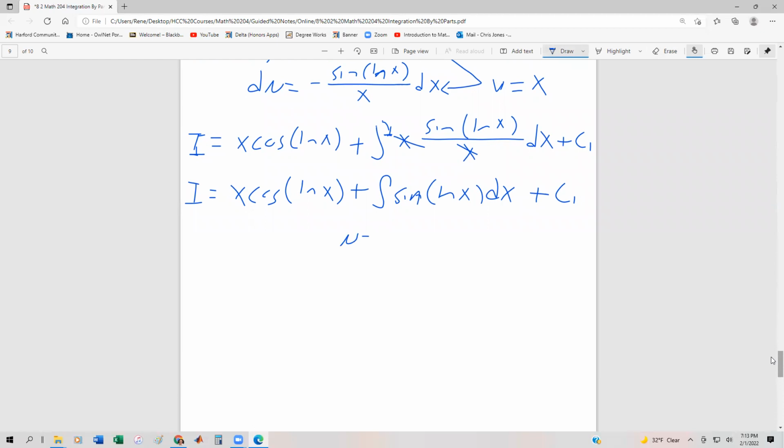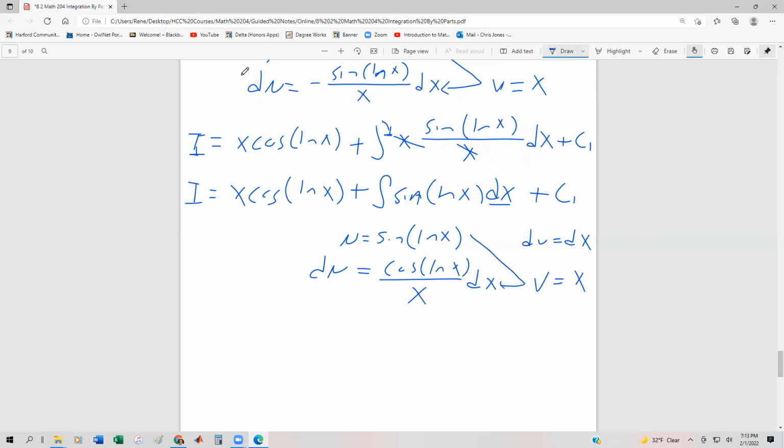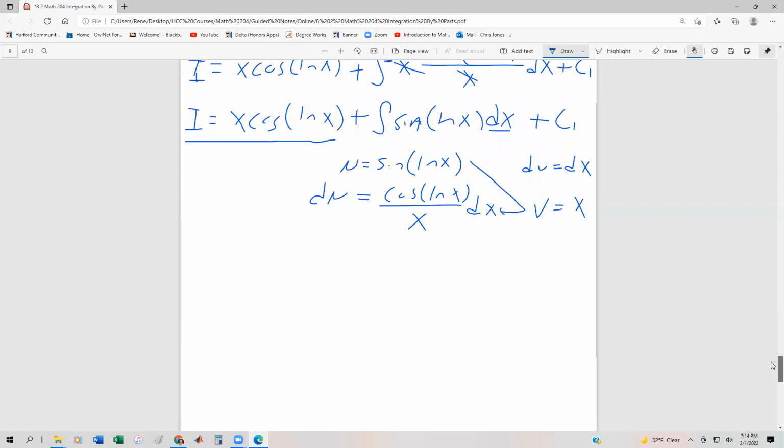I'm going to let u be equal to sine of ln of x. The derivative of sine is cosine. We have a chain rule. The derivative of natural log is 1 over x. And since it's the derivative with respect to x, we're going to have a dx in there. We also have to take the antiderivative of this dx. So dv is dx, v equals x. So uv minus the integral of v du once again. We still have all of this that we started with, so that's just going to drop down, and we have our constant of integration, c1.